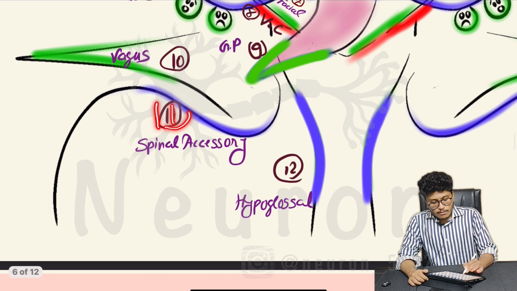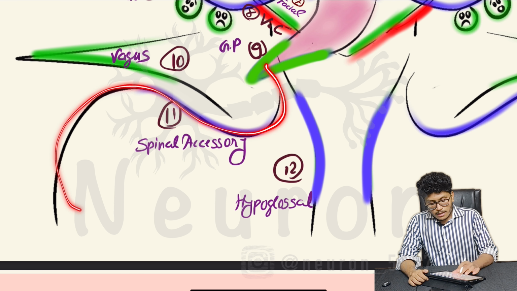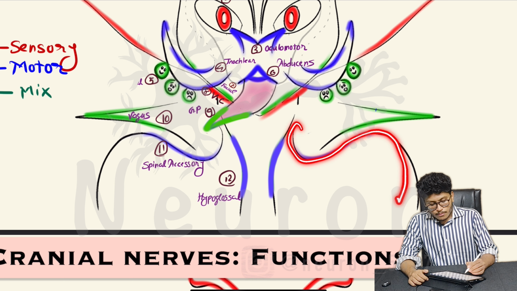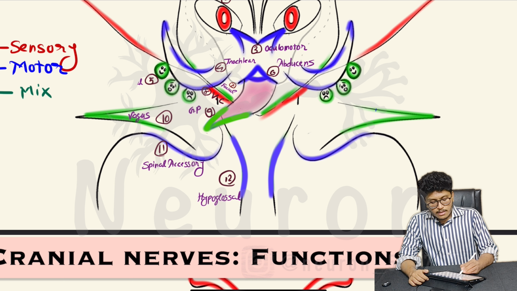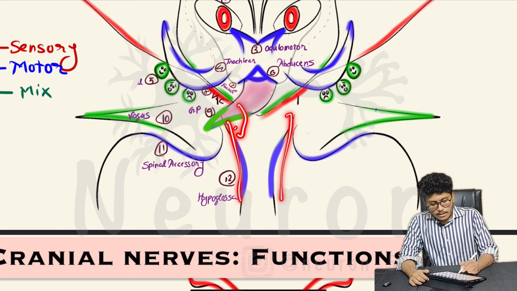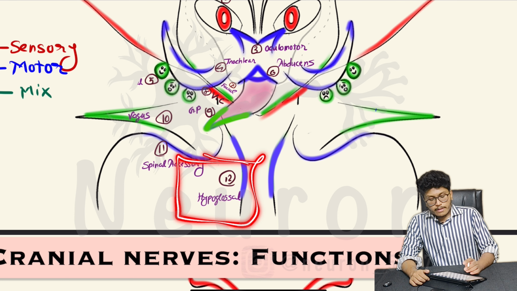This is the 11th nerve, spinal accessory. This is S, as you can see. So from S you have to remember spinal accessory. This is the hypoglossal nerve, the 12th nerve. This is the tongue and these two lines are below the tongue. So hypo, below the tongue. So hypoglossal nerve is the 12th nerve.